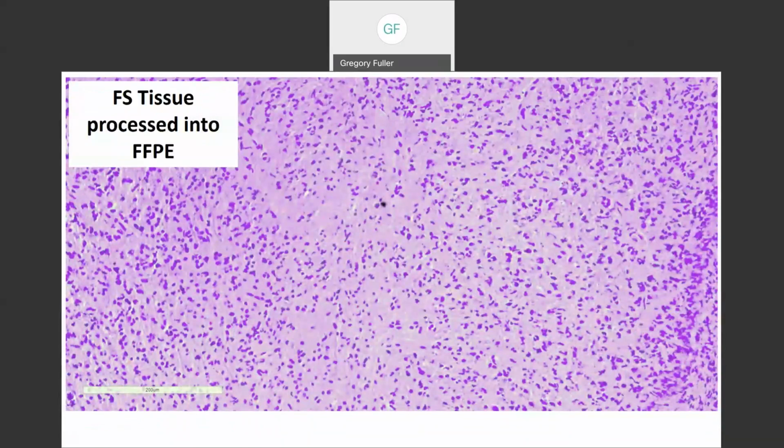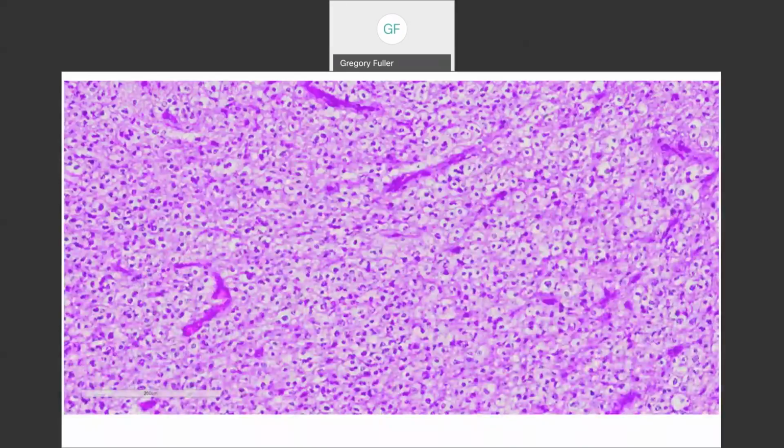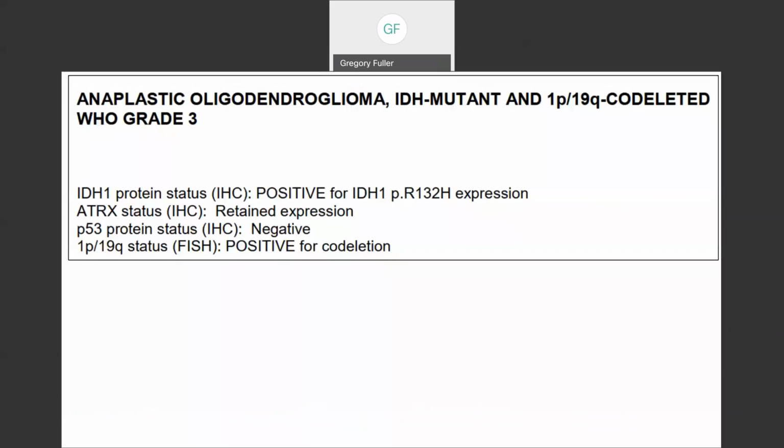And again, always keep in mind that just because it was cut from a paraffin block, if the tissue was frozen before, it can have this artifact. Okay, that was fun. I really enjoyed that. Then here's the beautiful FFPE. Okay, and this was the case.